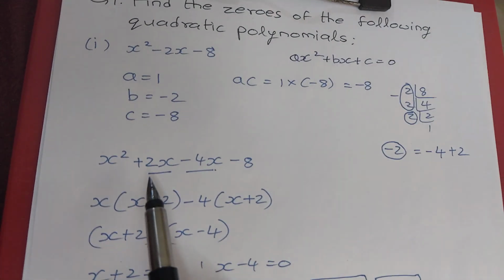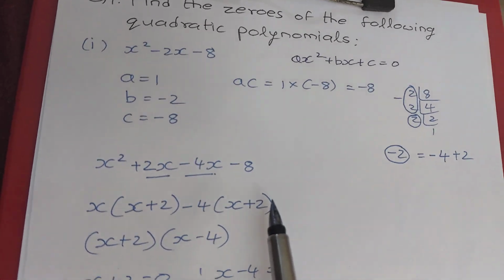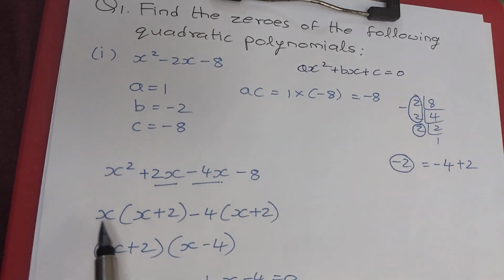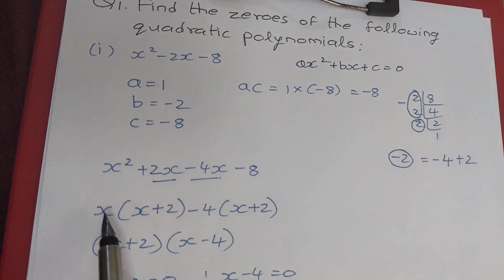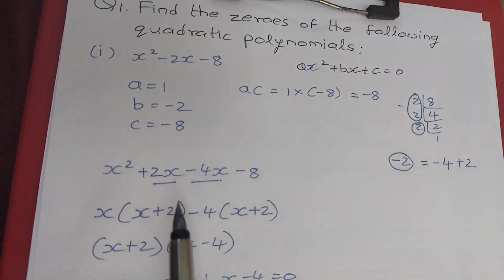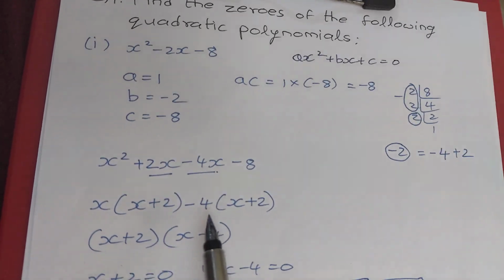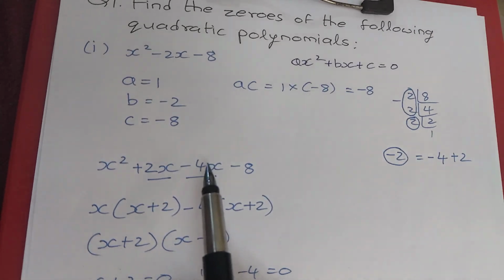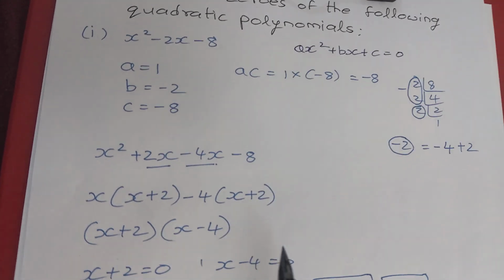So let us do that. Plus 2x minus 4x. Right? So now let us common out. We have one x common here, and inside another x will remain because there's a x square. X into x, x square, plus x into 2, 2x. We can verify like this. And then let us common out -4. -4 is common. -4 into x will give us -4x. -4 into 2 will give -8.